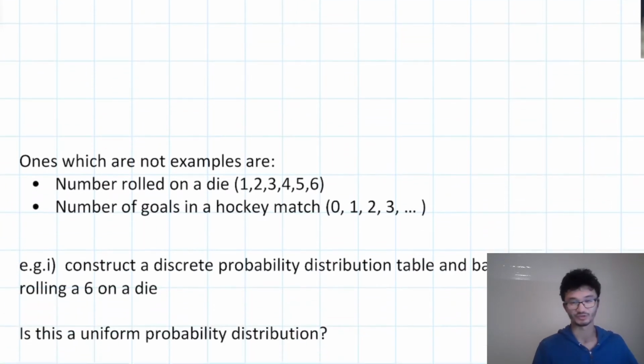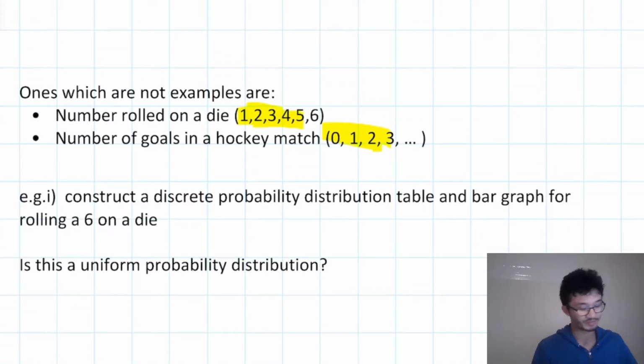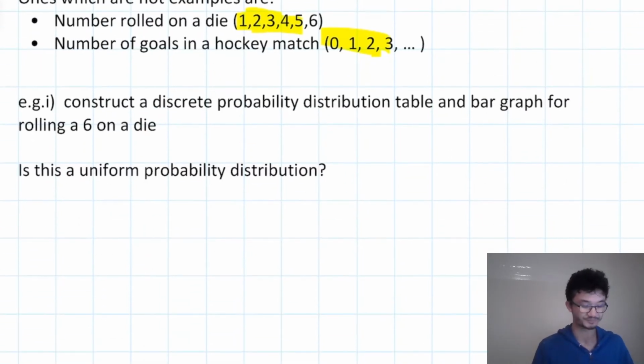Things which are not examples. So things that aren't Bernoulli random variables, like the number rolled on a die, right? You can see how there's no real clear success or failure there. It's just 1, 2, 3, 4, 5, 6. Number of goals in a hockey match, same idea, right? Any number can happen. We need two things: success and failure. That being said, that doesn't mean that these situations can't be written in such a way that they are Bernoulli random variables, right? So look at the die situation again.